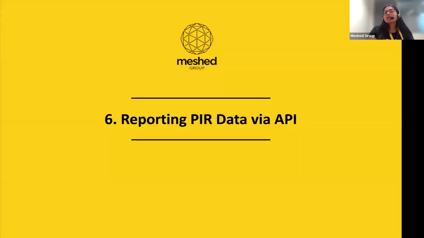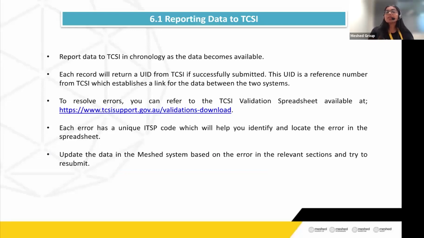With this, we come to the last part of the presentation, which is reporting PIR data via API. So once you have done all the setup and you have understood what the UI has and how the B2B device needs to be set up, what the data flow needs to be, you can finally start reporting data using PIR APIs. So as I mentioned, these are some key points to note if you start using API.